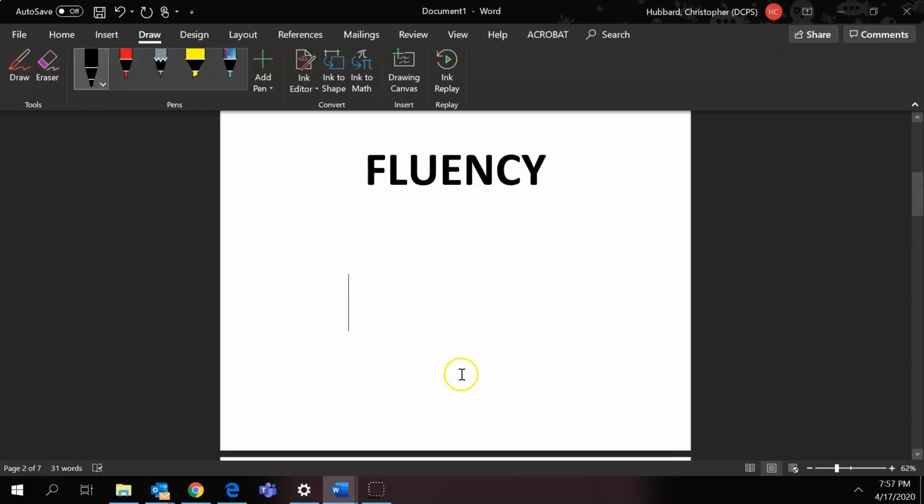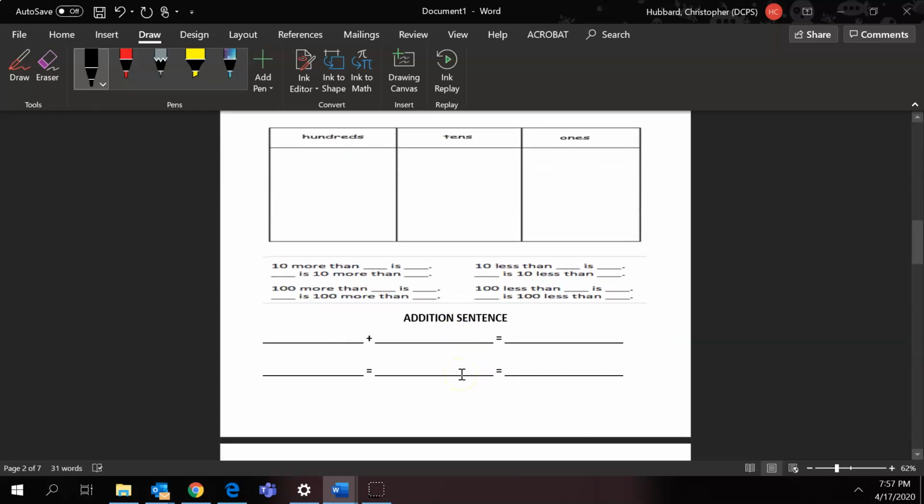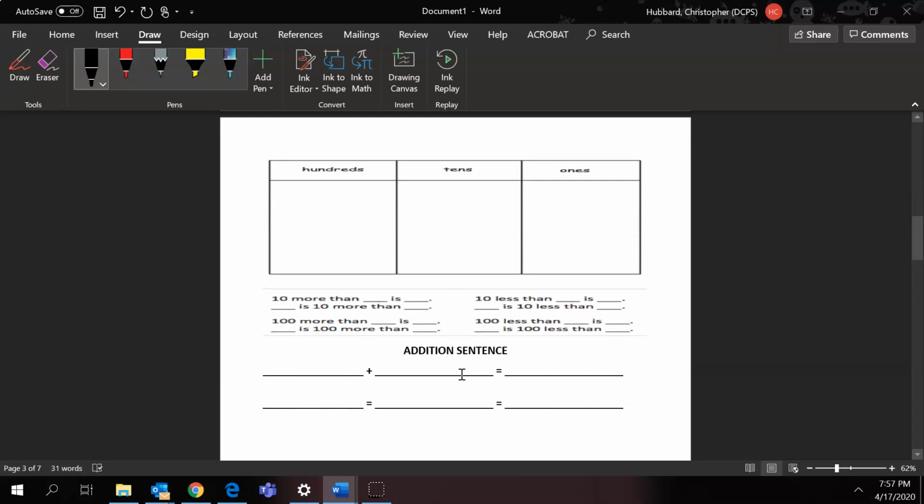So let's get ready to move into concept development, which is the new material that we're going to be learning today. So like I said, in today's lesson, we're going to be learning how to relate 10 more, 10 less, 100 more, and 100 less. While we're working today, we're going to be using these sentence frames that you see right here. I'm going to read through them really quickly because we're going to be using them throughout the lesson, and I want to make sure that you know what they say.